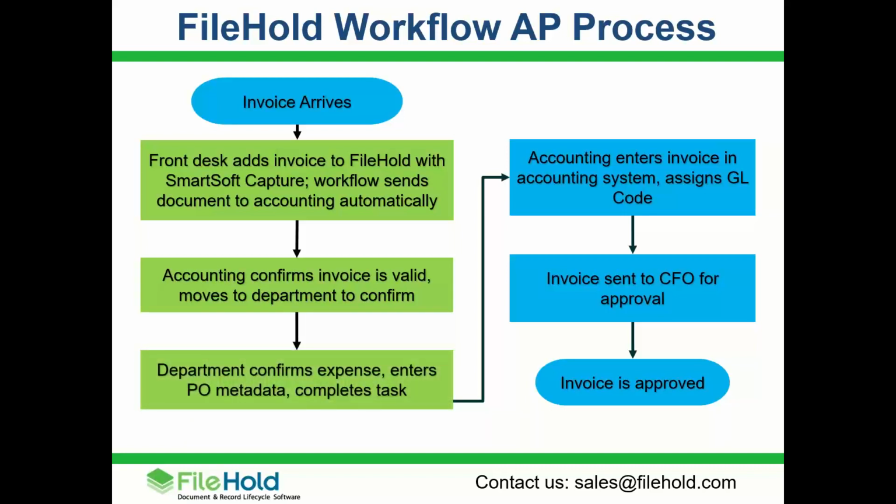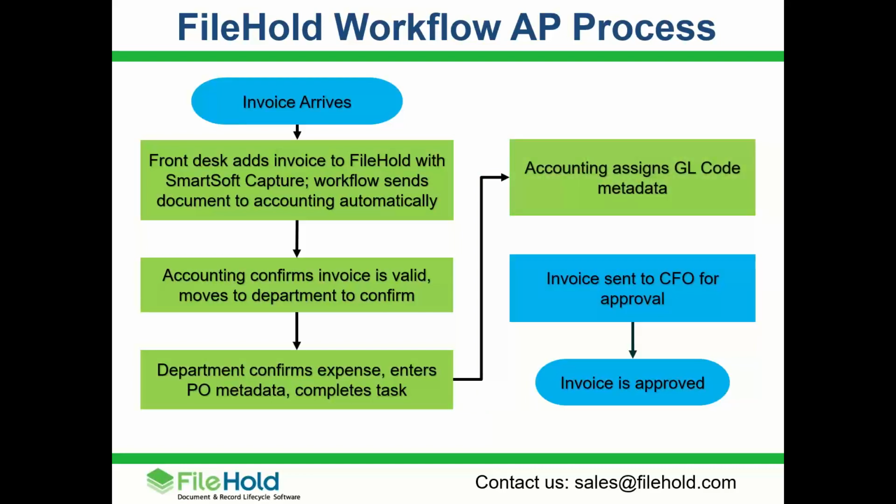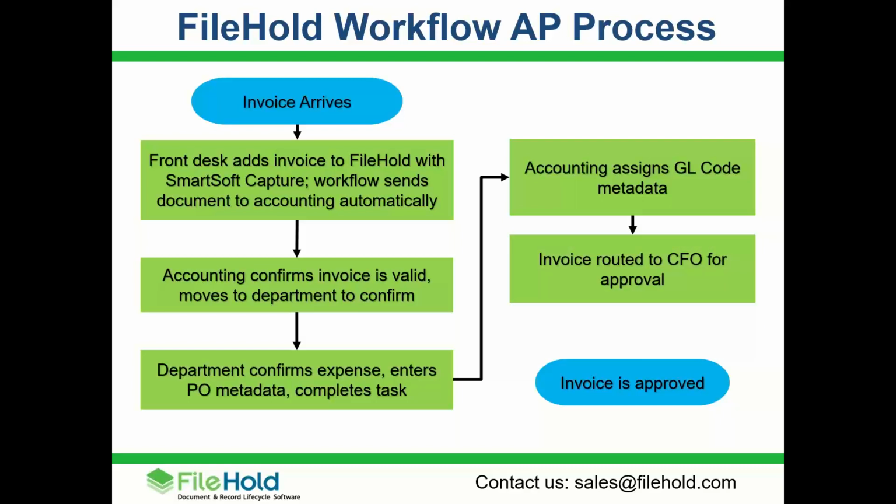The department confirms the expense. They enter any metadata they might need in the document, such as the PO number, nothing to scribble on it now. We've got it data entered, so it's now a searchable value within the system. They complete their task. The document now goes back over to accounting, where they assign a GL code. They then complete their task, route it over to the CFO.